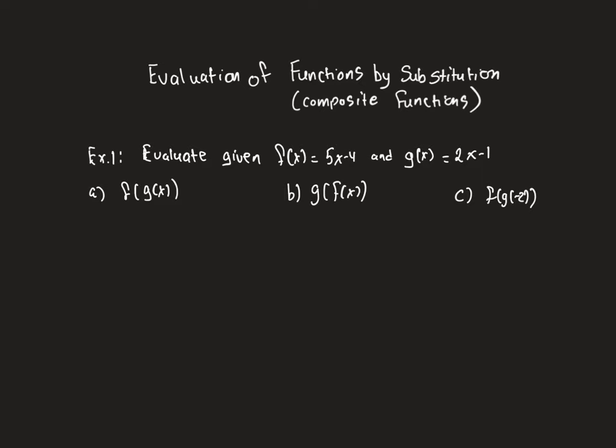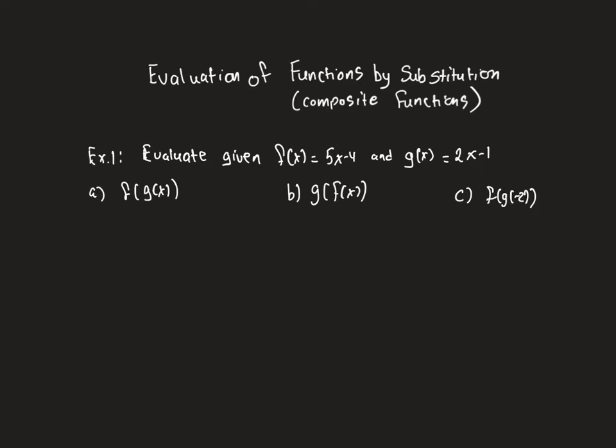So in the first example, I tell you to evaluate given f of x is equal to 5x minus 4 and g of x is equal to 2x minus 1. So as you remember from our substitution video and the evaluation video from earlier, when we say evaluate, we want you to get a final answer. So, how do I do this? Well, let's write it down.